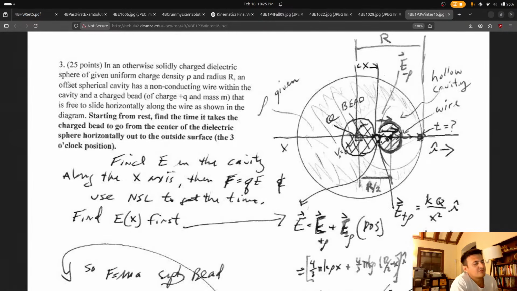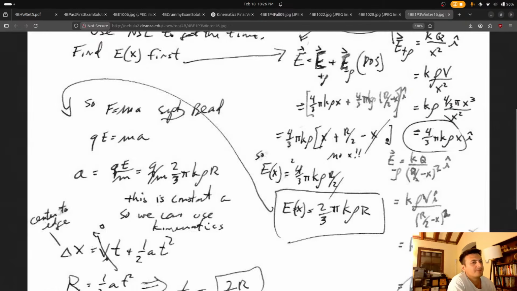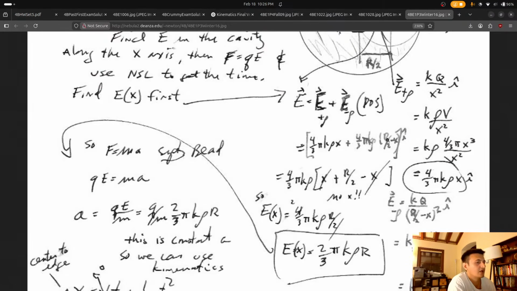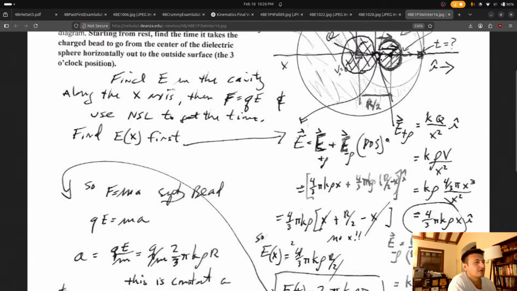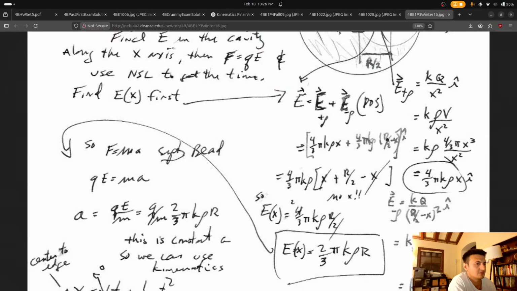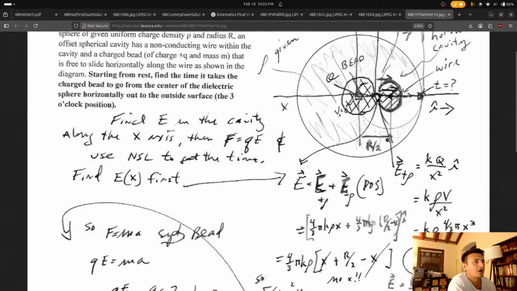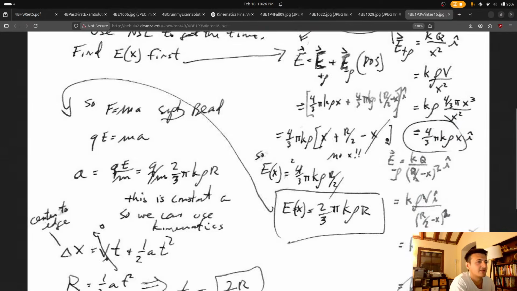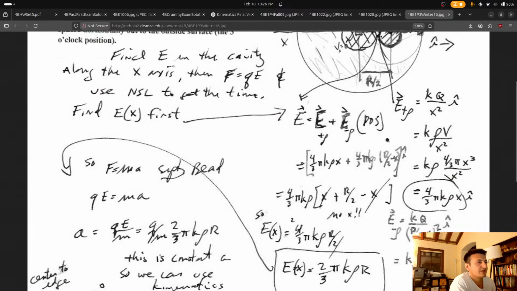kq over r squared twice because E out is 0. So then you can find the E field at a point along the wire. You end up finding that it's uniform. Let's see. Wait, why isn't it uniform? I thought it's uniform. No, oh, no x. Yeah, r is constant. Yeah, no x. There it is.